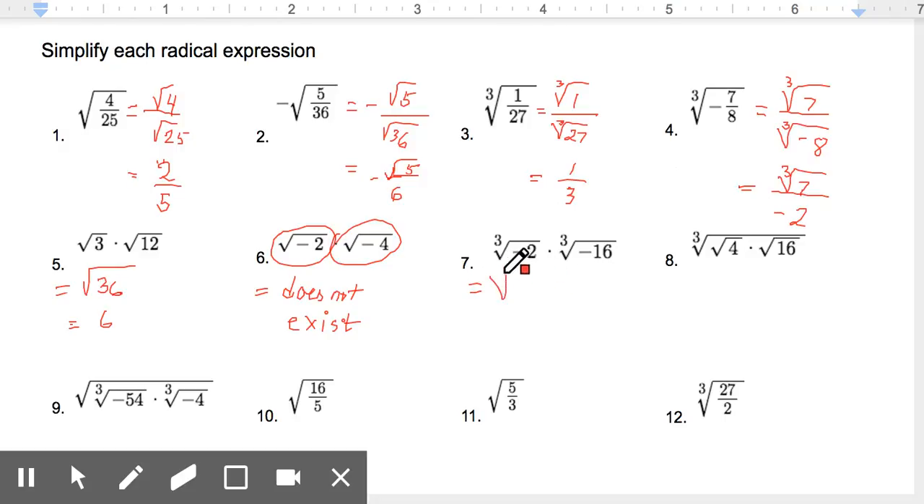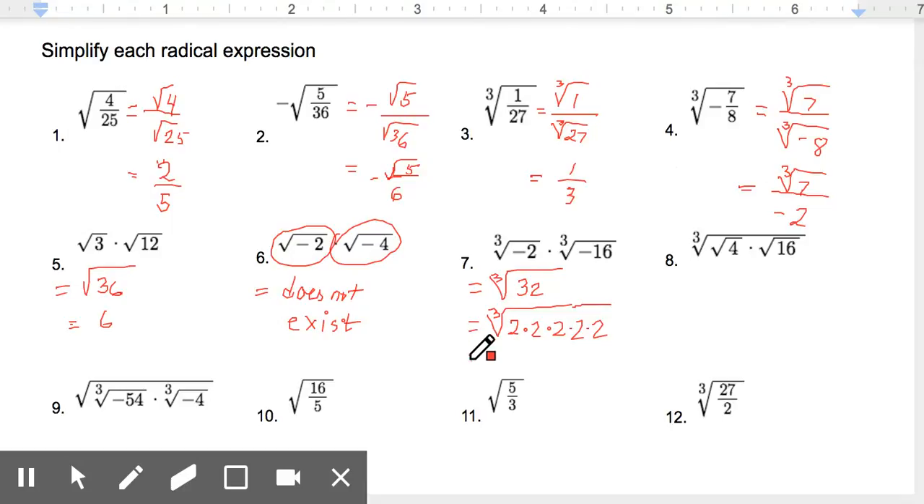We can have cube root of negative 2 times negative 16 is positive 32. Then we'll have to simplify this. We'll have cube root of 2 times 2 times 2 times 2 times 2. This is 32. Okay, 2 times 2 is 4, times 2 is 8, times 2 is 16, times 2 is 32.